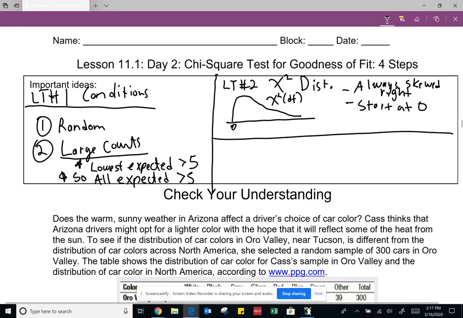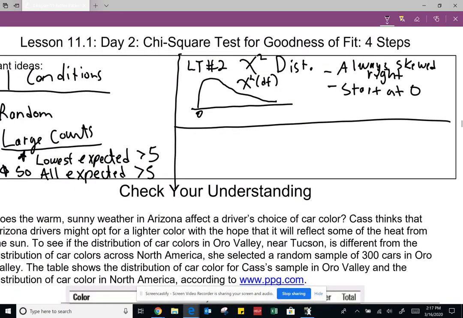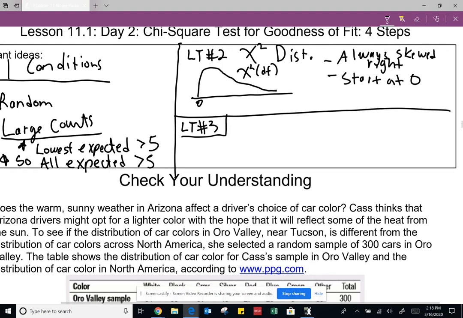And the final learning target will be the four-step process and some follow-up. So LT number 3, four steps and follow-up. A little follow-up to make sure that you get maybe a roundup if you're ever in those in-between scores. So you have the state, the plan, the do, and the conclude.